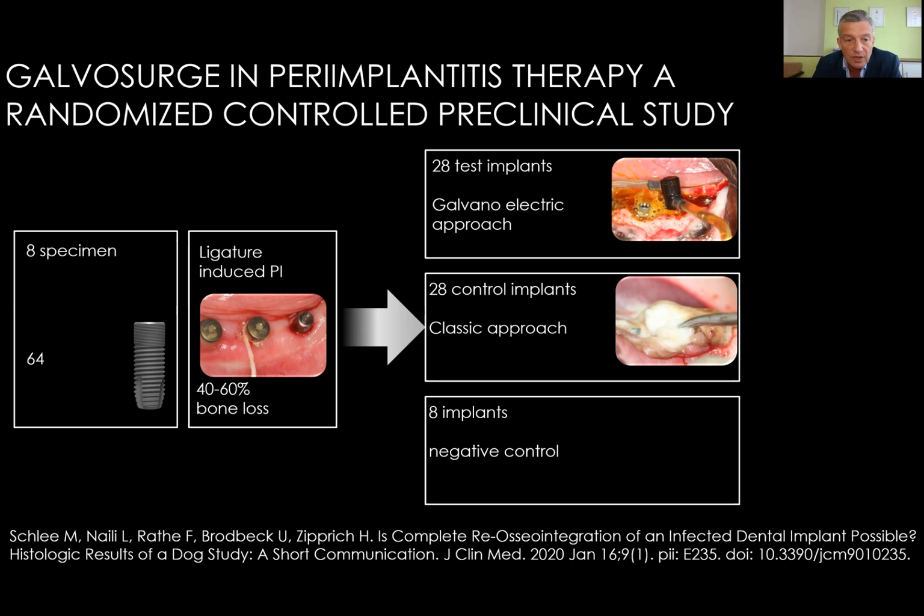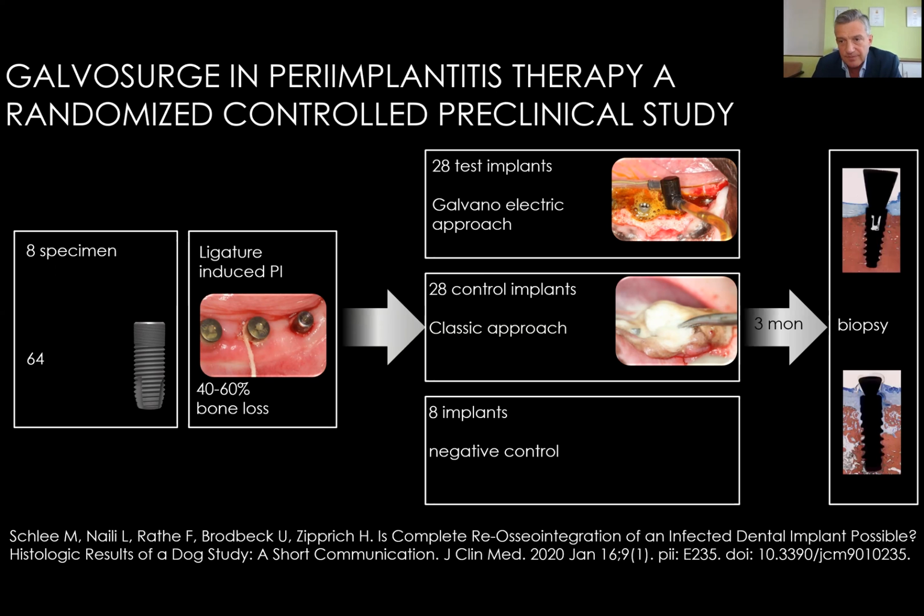We just removed the ligatures, and as I expected, we didn't see any difference between group 2 and 3, so between the classic approach and just removing the ligatures. So we have to discuss, is this animal model really a model which simulates periimplantitis? I guess that's not the case.